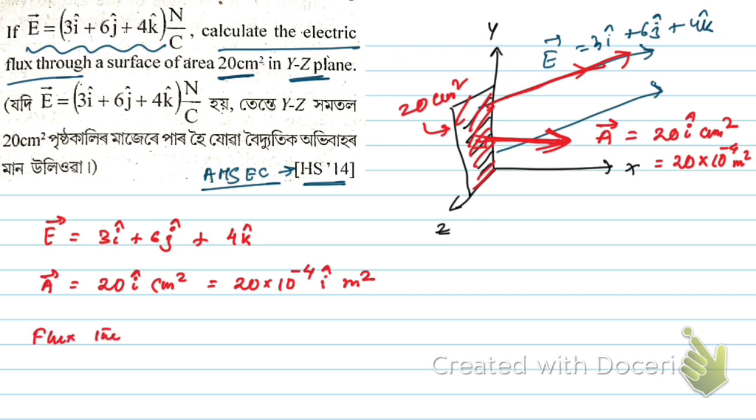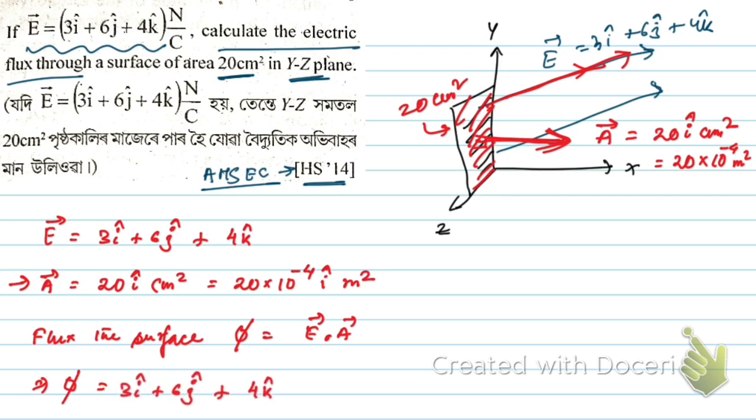And we know that the flux through the surface whose area is 20 centimeter square is given by phi equal to E dot A, right? Let's find the dot product. E is this one, and area is 20 into 10 to the power minus 4 I cap. So the dot product of electric field and this area vector.